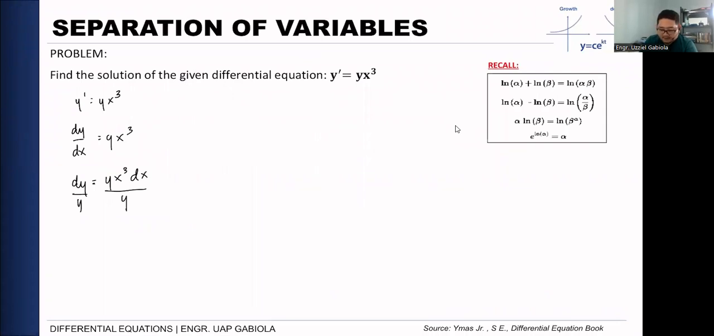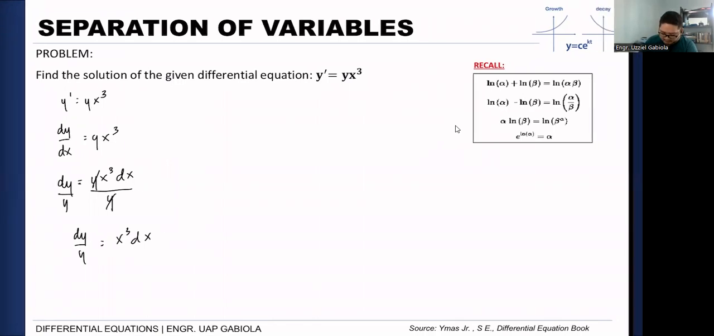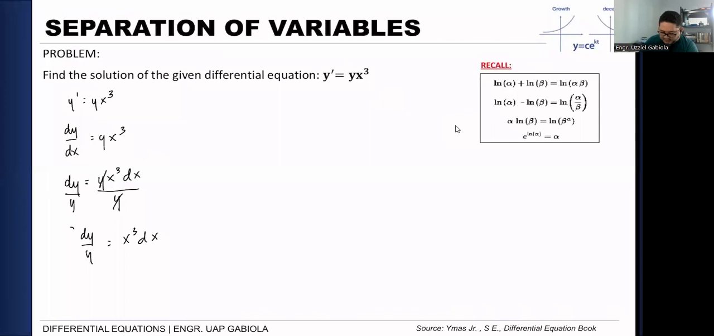Okay? Kaya ito, pwede mo natin ma-cancel ngayon. Tapos, yung y natin was transferred dun sa left side. Okay? So, kung meron na tayong dy over y is equals to x cubed dx, we can now perform integration kasi separated na yung variables natin. So, integrate lang natin. dy over y again is ln y.